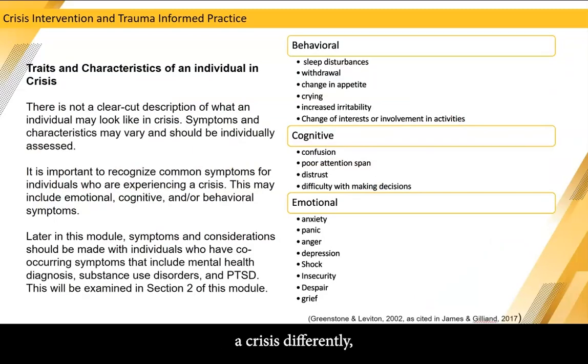Individuals may experience a crisis differently, and there are no clear-cut descriptions of what an individual may look like in a crisis. As a helper, it is important to recognize common symptoms of the individual experiencing a crisis. This may include the examination of emotional, behavioral, and/or cognitive symptoms. It is important to recognize that consideration should be made with individuals who have co-occurring symptoms of mental health diagnoses, substance use or misuse disorders, and/or post-traumatic stress disorder or PTSD. This will be examined further in Section 2 of this module.